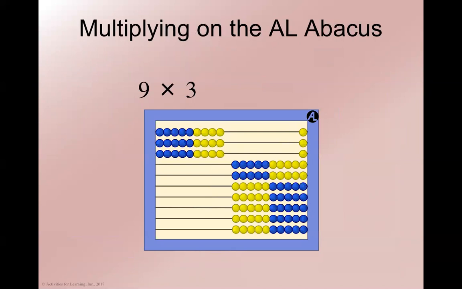Interesting way to think about our 9s is to consider what it would be if we had all 3 wires. So on all 3 wires we have 30 beads, but we don't want these 3 on the end, so 30 minus 3 is 27.